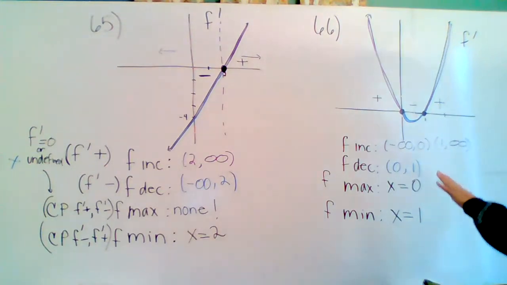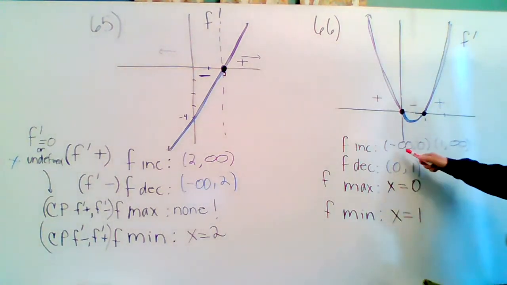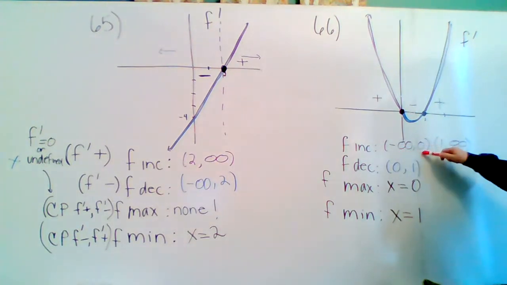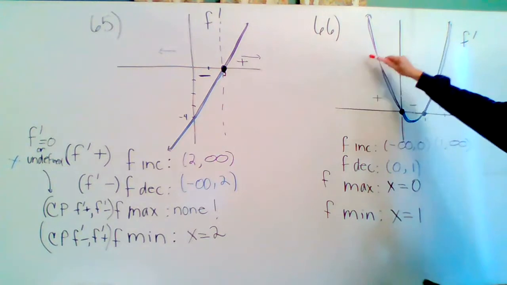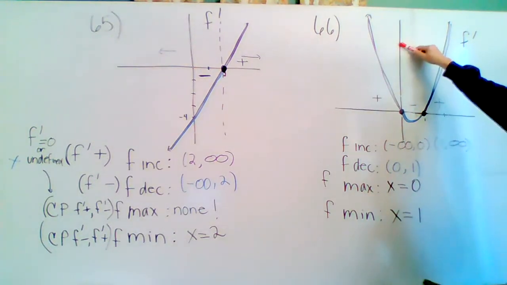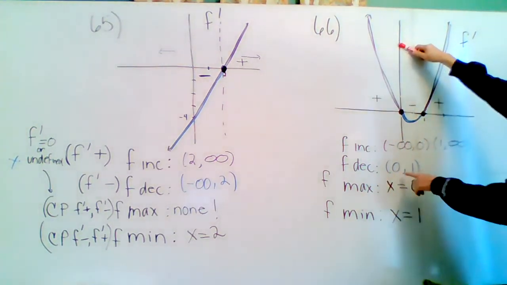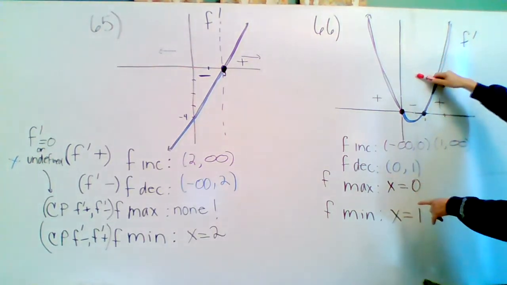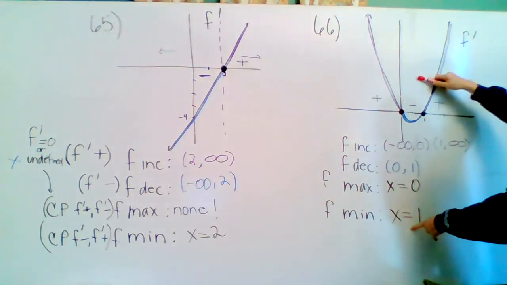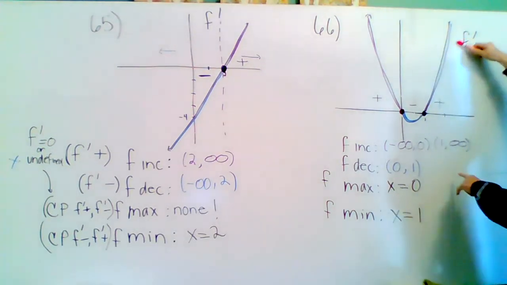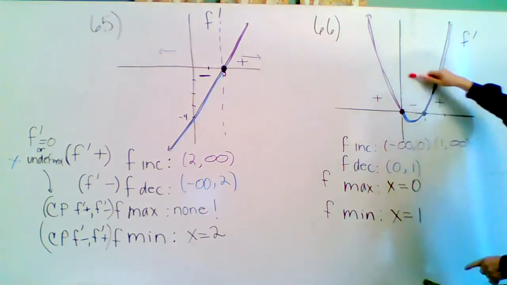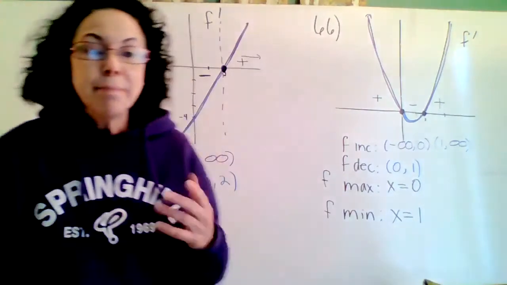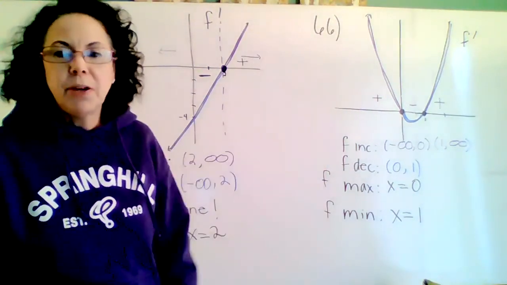Let's go left to right. What's happening? The function is first increasing from negative infinity to 0 and hits a maximum. Then it's decreasing between 0 and 1 and hits a minimum. And then from 1 to infinity, it's increasing. Notice I just went like this. That is a cubic. And it makes sense that its derivative would be quadratic.